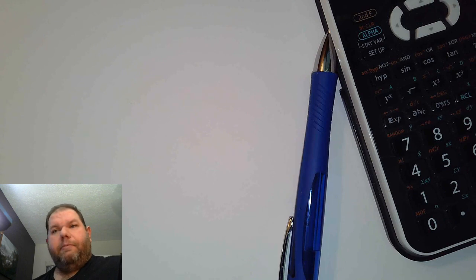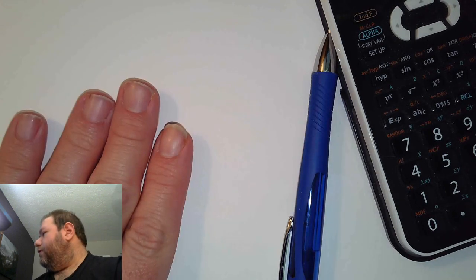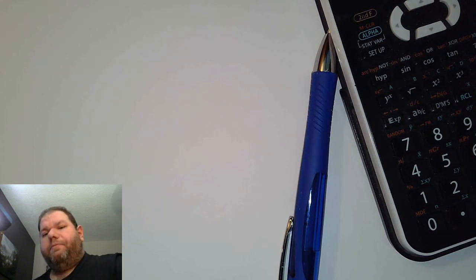If you feel like I'm not writing large enough on the paper here, let me know, and then I can write either larger, or I can actually lower the camera closer to the paper. That'll probably work better, honestly.